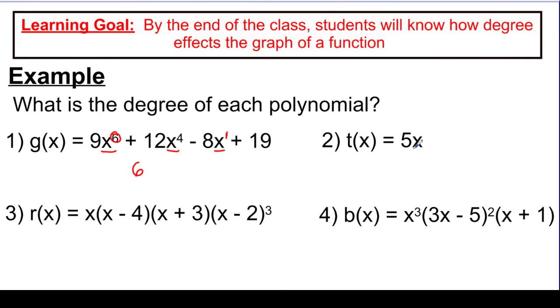Second one, again, just be careful. I did it over here. If I ask what's the degree of 5x, there is an exponent here. I would say it is a degree 1 polynomial.